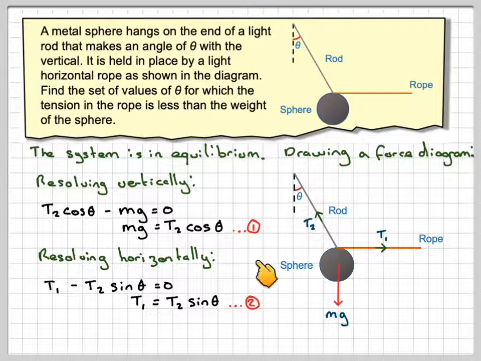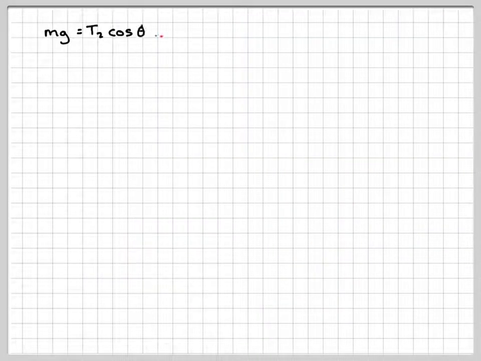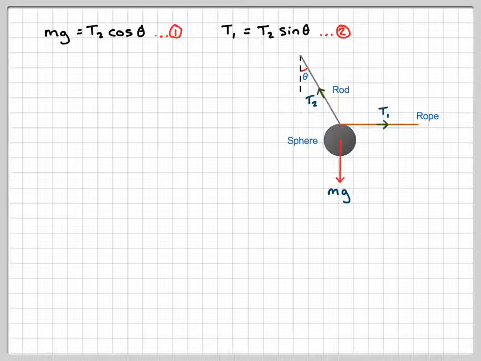Right, so from these two equations, we could eliminate T2. Remember, T1 is the tension in the rope, and we're supposed to find the set of values of theta for which the tension in the rope is less than the weight. So we're going to need T1, but not T2. Writing those out again, and there's our diagram. Because I want to get tan, it would be better to do 2 divided by 1.